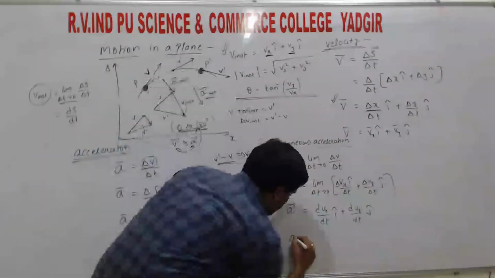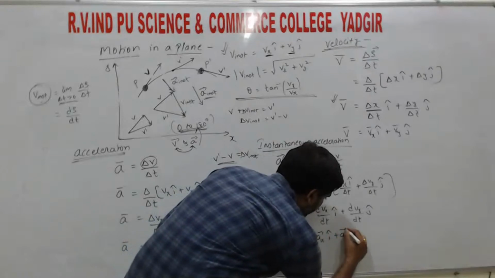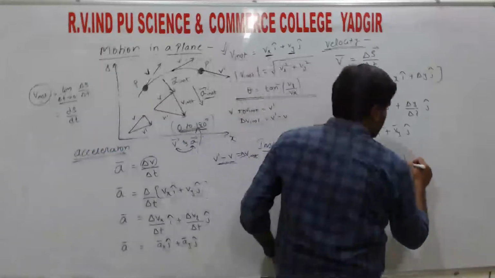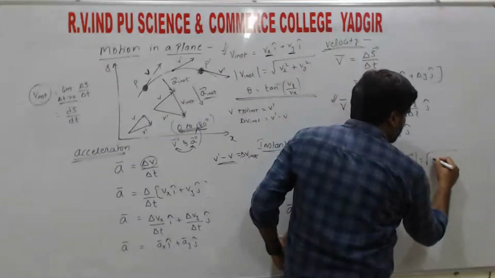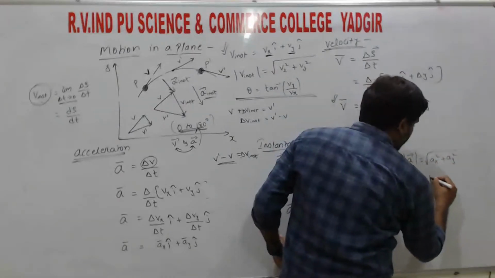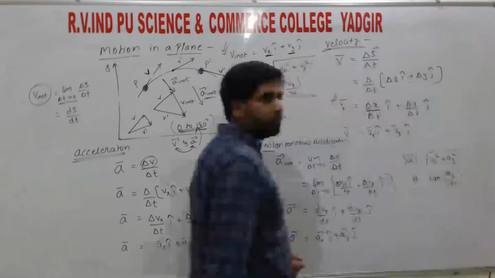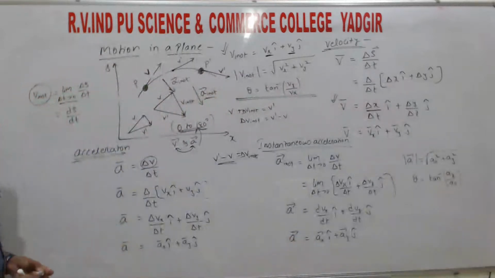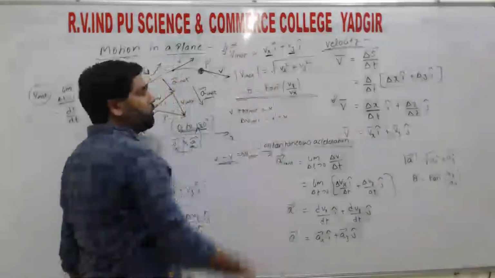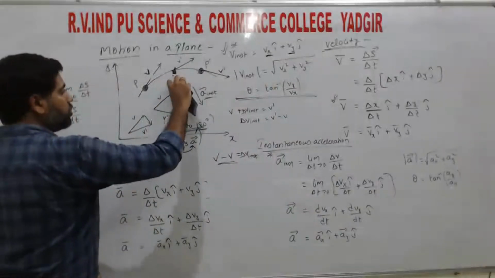So this is in the form ax i cap plus ay j cap. So now finding the magnitude of instantaneous acceleration, that is under square root of ax square plus ay square. The direction theta is equals to tan inverse of ay by ax, right. So what is important for you is instantaneous acceleration and instantaneous velocity, right? Make a note of these.